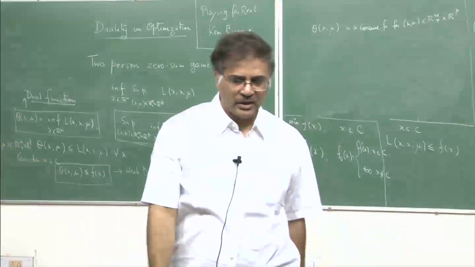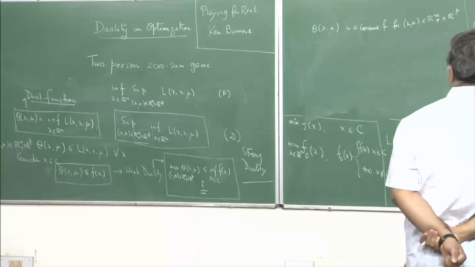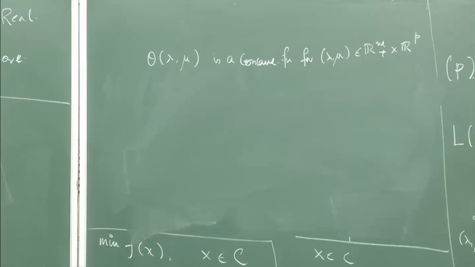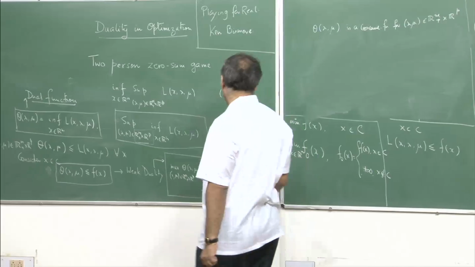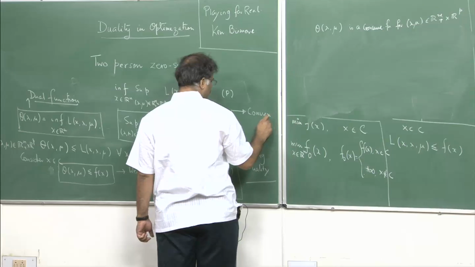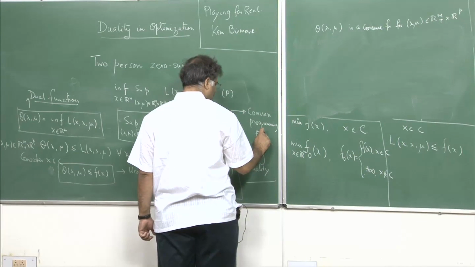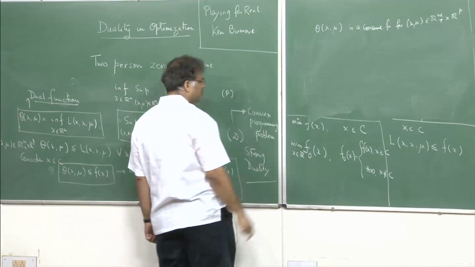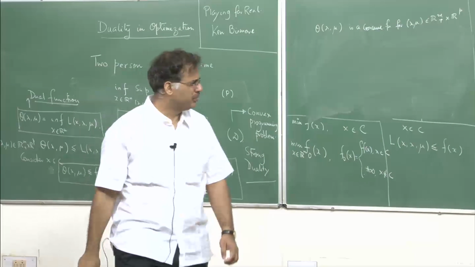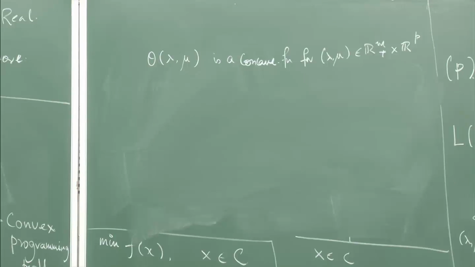So, what you are doing is maximizing a concave function, or in the same sense minimizing a convex function. So, every local maximum of the concave function is a global maximum, and hence the dual problem, this problem D, is a convex programming problem. Now, here comes the first advantage of duality.